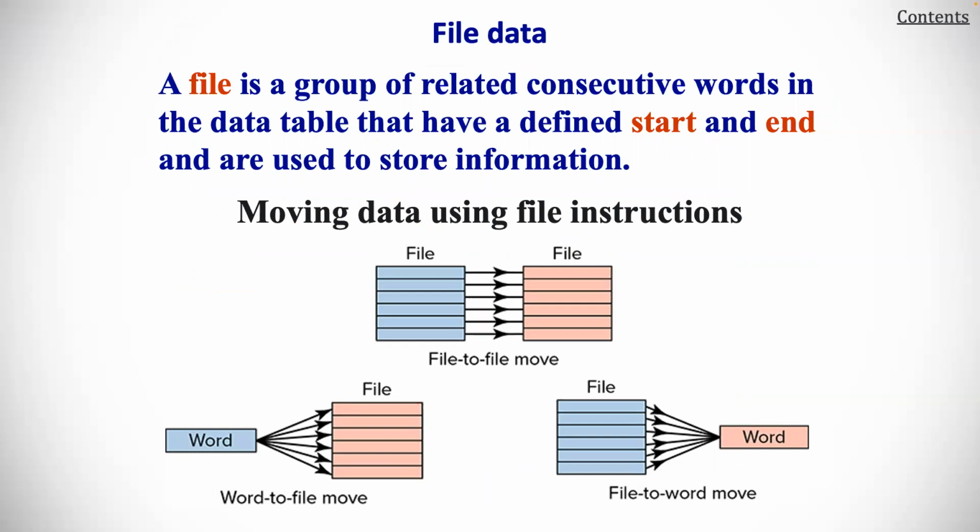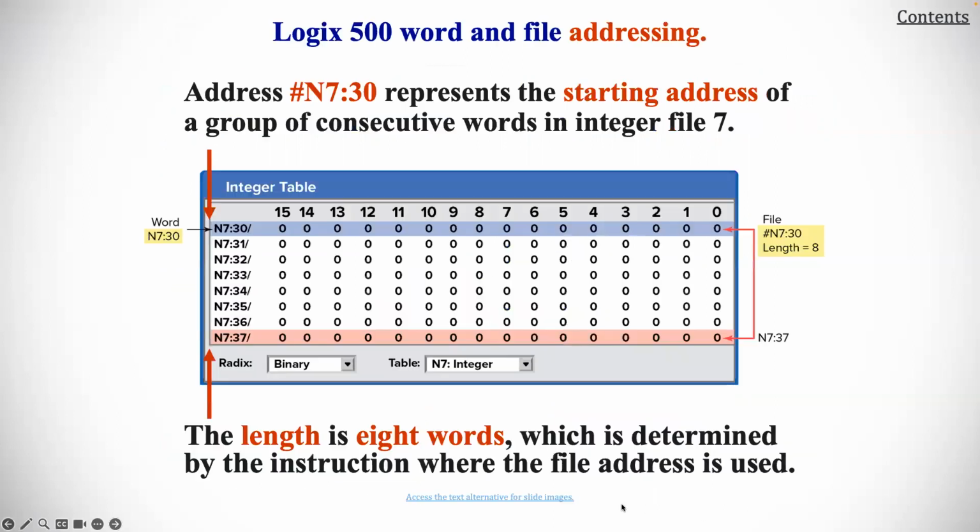A file is a group of related consecutive words in the data table that have a defined start and end and are used to store information. So you can have ways of moving data using file instructions. And so you can have file to file, word to file, and file to word. Those are all possible. Here is just a little bit more insight into the Logix 500 word and file addressing.